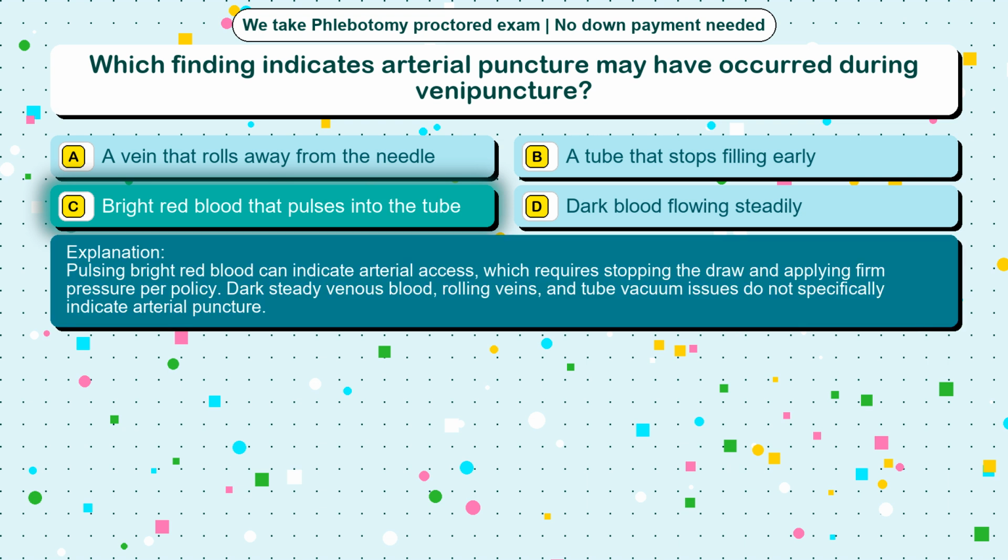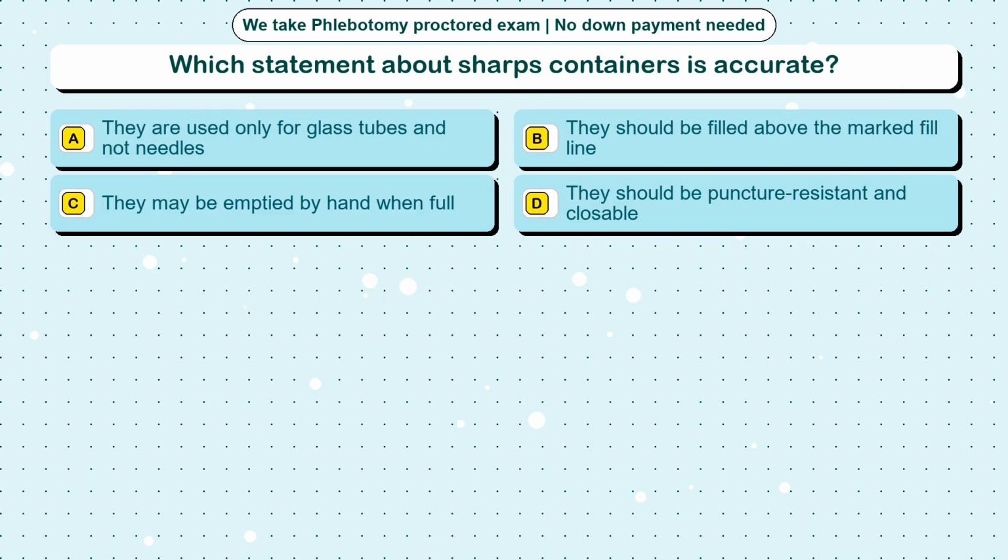Pulsing bright red blood can indicate arterial access, which requires stopping the draw and applying firm pressure per policy. Dark steady venous blood, rolling veins, and tube vacuum issues do not specifically indicate arterial puncture. Question 84. Which statement about Sharps containers is accurate?